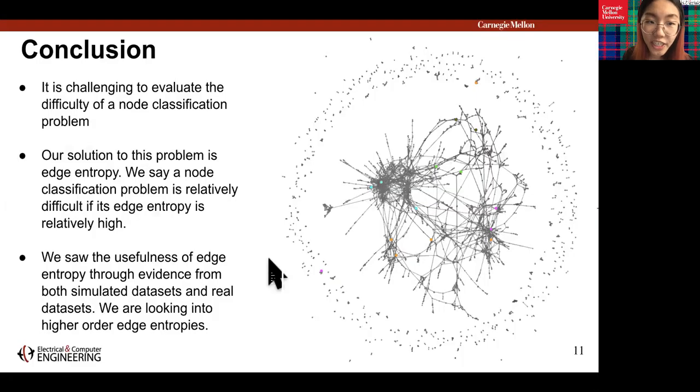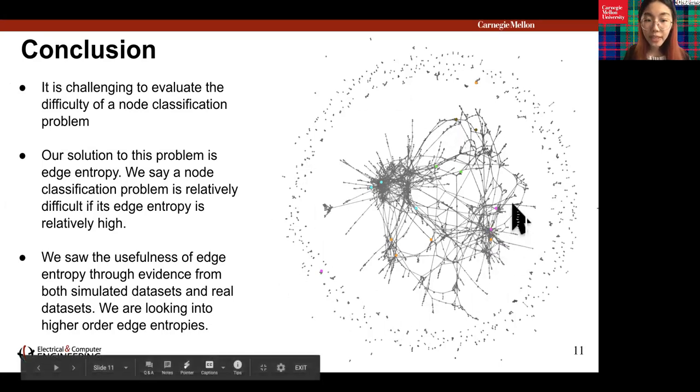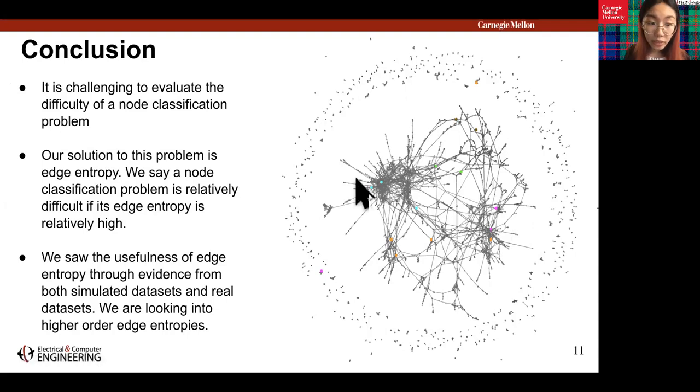So in this presentation, we show it's challenging to evaluate the difficulty of a node classification problem just by looking at the graph. And our solution to this problem is edge entropy. We say a node classification problem is relatively difficult if its edge entropy is relatively high, and we say it's relatively easy if its edge entropy is relatively low. And we saw the usefulness of edge entropy through evidence from both simulated and real datasets. For future work, we are looking into higher order edge entropies.